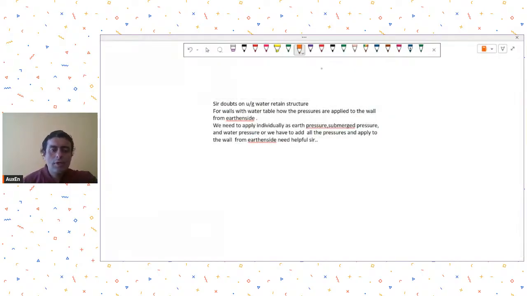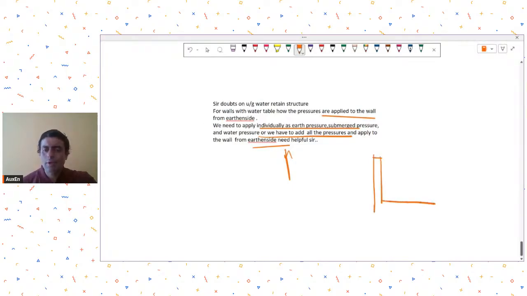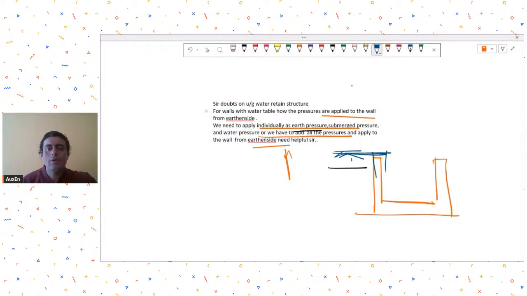For walls with water table, how the pressures are applied to the walls from earthen side. We need to apply individually submerged pressure and water pressure, or we have to add all the pressures. So this we have discussed quite well in the course also. You have joined the liquid retaining structures course. We have discussed this in quite detail. So whether to apply submerged pressure, earth pressure individually, it will depend on the water table level. So whatever is your water table level with respect to your tank level, that will decide how you apply your pressures.